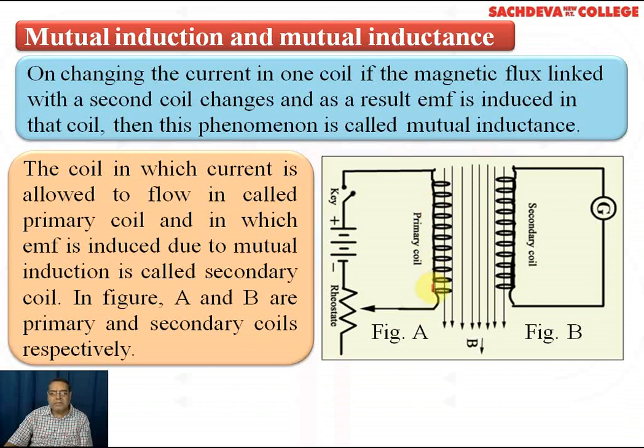This current will give rise to a magnetic field, and this magnetic field will give rise to magnetic lines of forces, which will be associated with the secondary coil. The moment flux is associated with the secondary coil, the EMF will be induced in the secondary coil. This induced EMF will give rise to induced current, and the galvanometer will start indicating deflection.